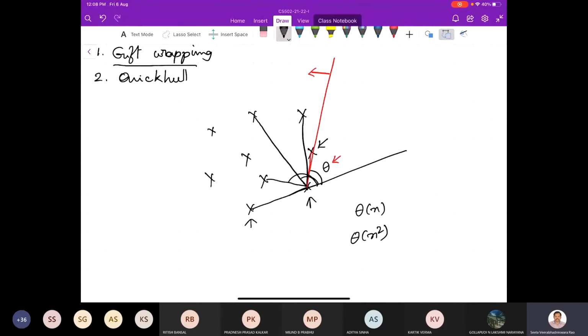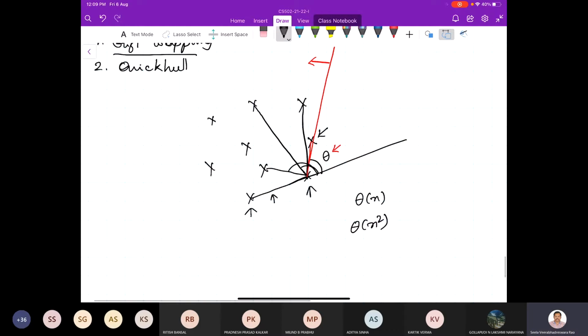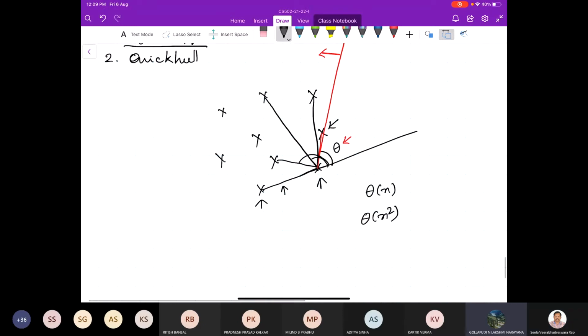So now the only issue is how to find the first anchor edge. Can you think of some way of finding this first anchor edge? We can use the leftmost point. The leftmost point is this one. How can we use this one?